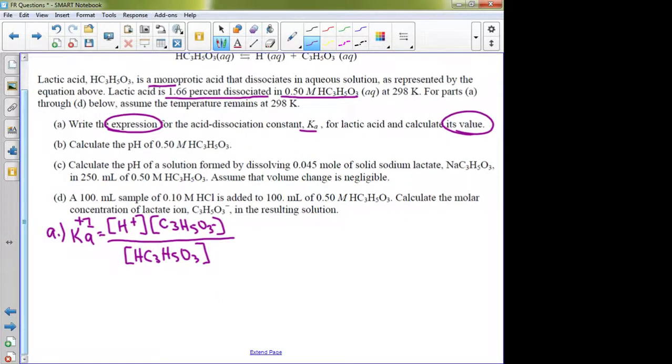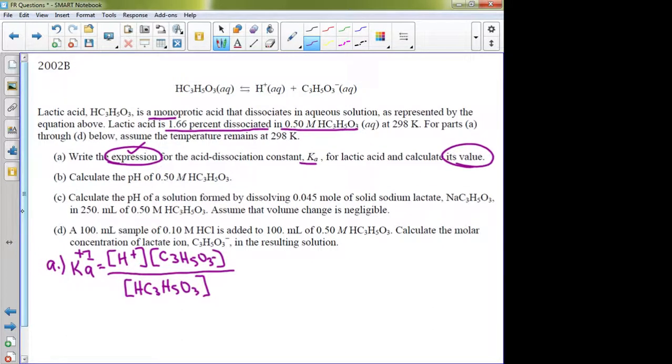Alright, so I did the expression, checked that off, got my point. But then it asked me to find the value of Ka. Now remember, even though you may not see it and you may not know what to do with the information, they did give you the information somewhere in the problem to be able to find Ka. So what did they give me in the problem? They gave me the percent that dissociated, and they gave me the molarity of the solution.